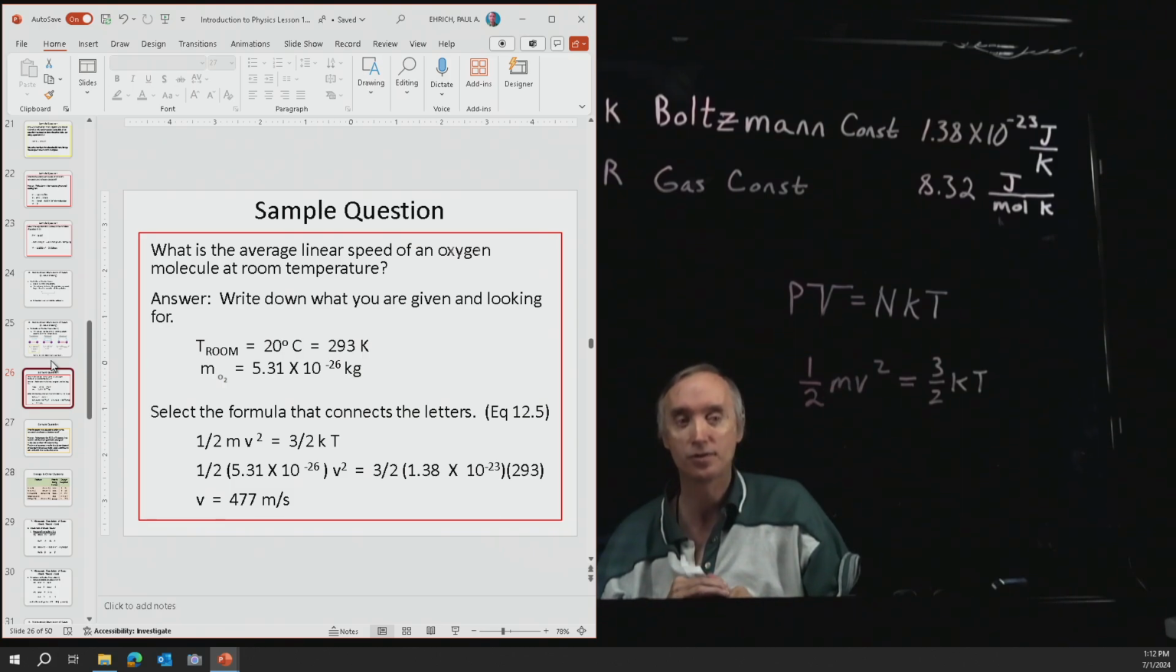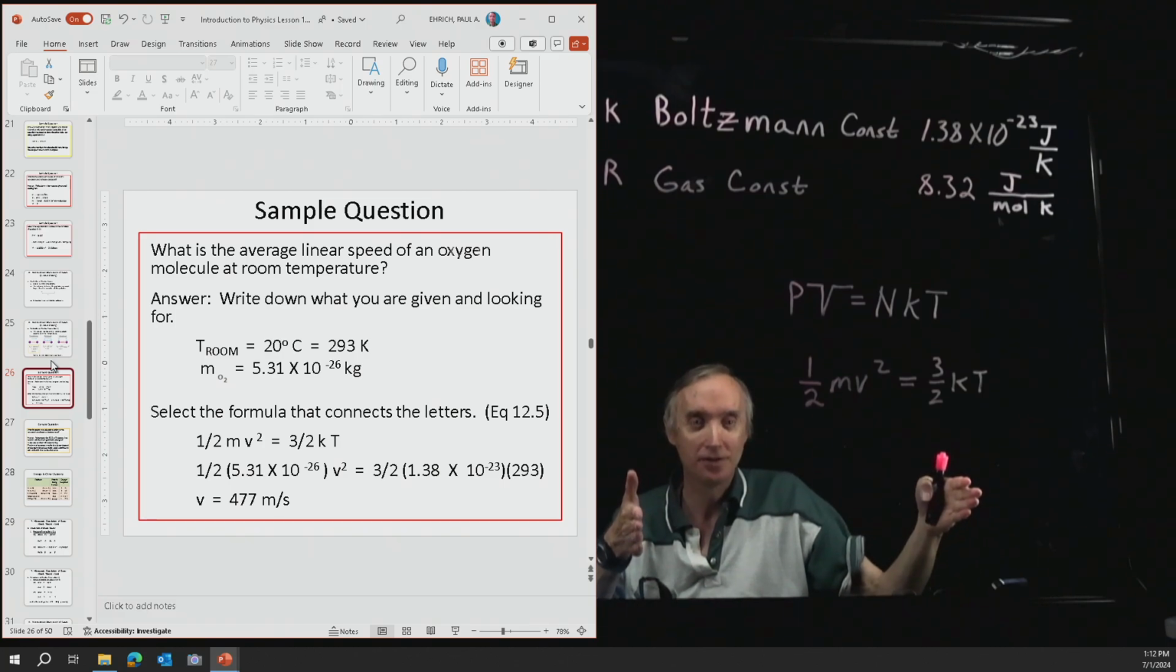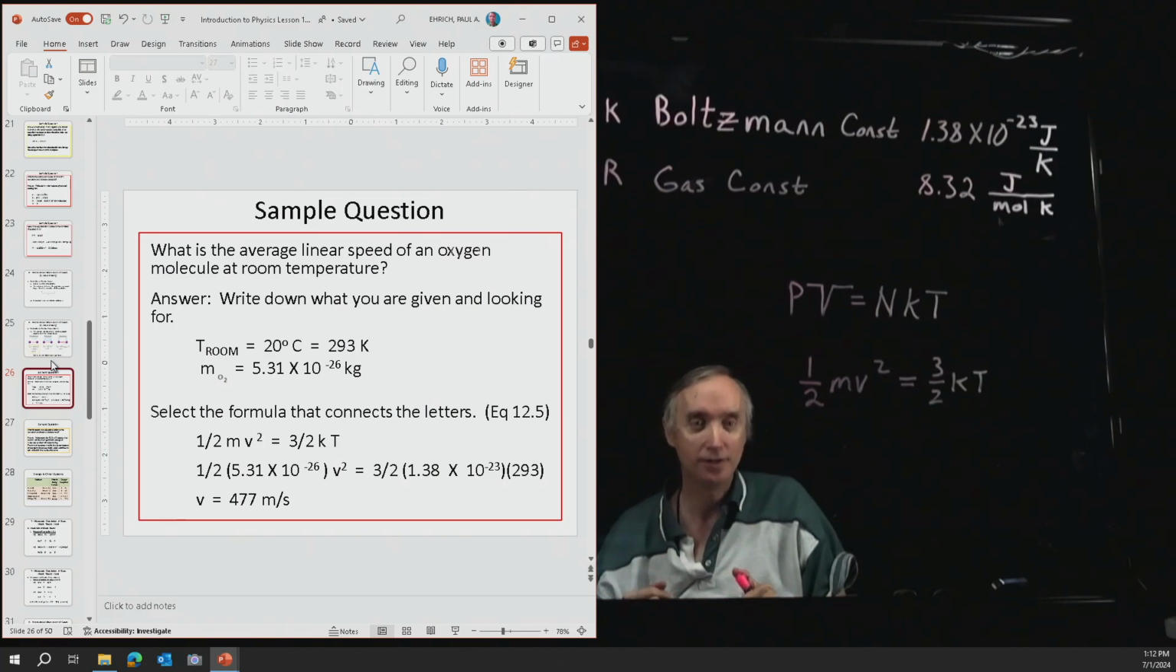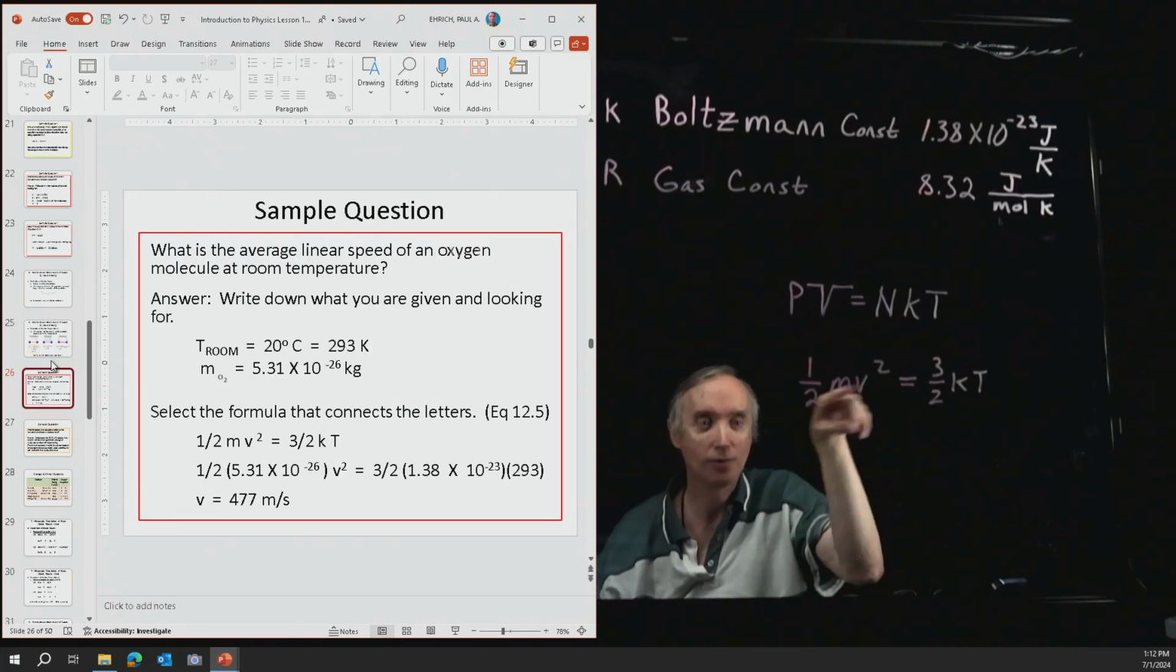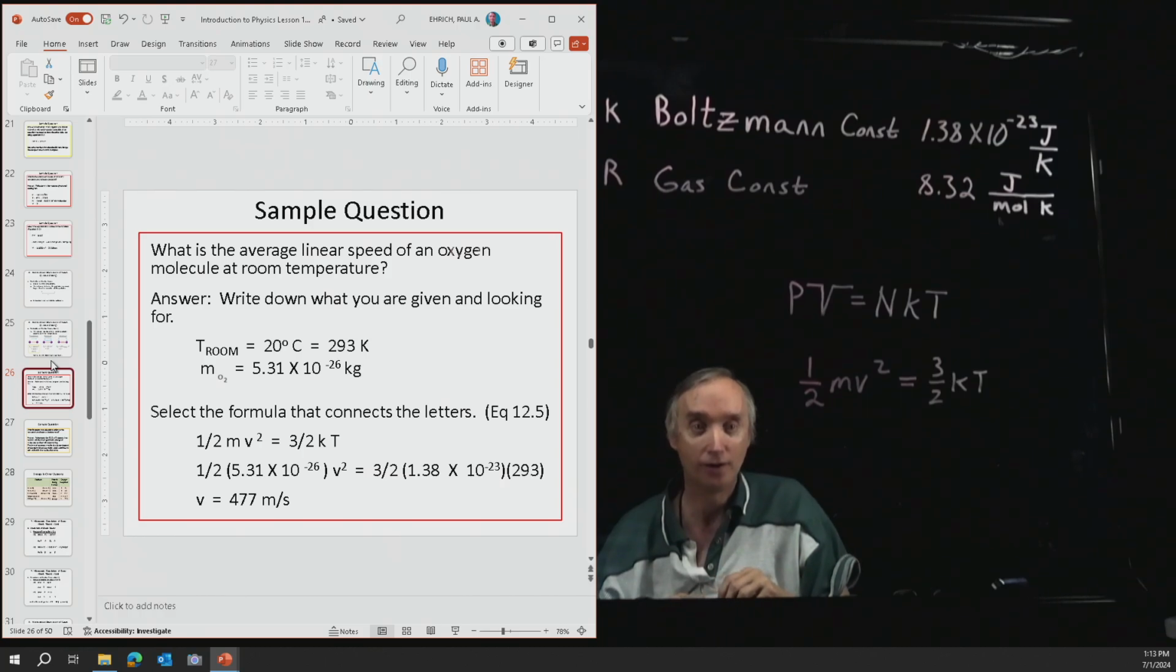477 meters per second. Now remember, 1 meter is this big, and a football field is about 100 meters. So those air molecules that are whizzing around your head right now are going on average 477 meters per second.